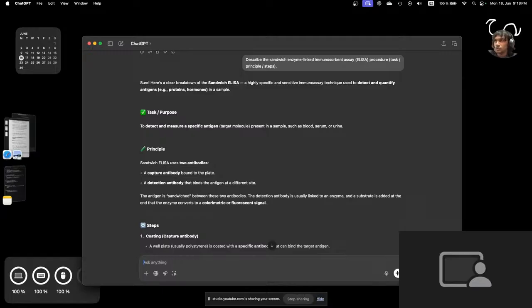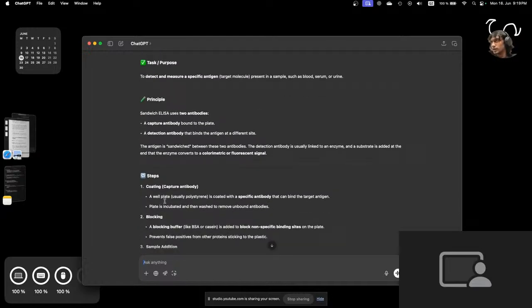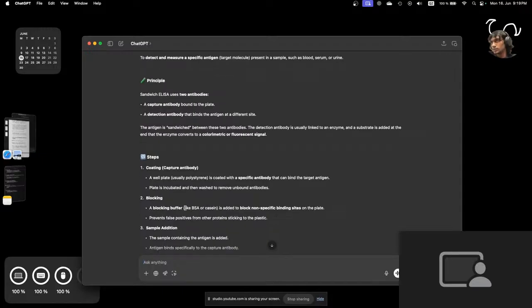The detection antibody is usually linked to an enzyme, and a substrate is added at the end that the enzyme converts to a colorimetric or fluorescent signal. Capture antibody: the well plate, usually polystyrene, is coated with a specific antibody that can bind the target antigen. The plate is incubated and then washed to remove unbound antibodies. A blocking buffer such as BSA or casein is added to block non-specific binding sites.